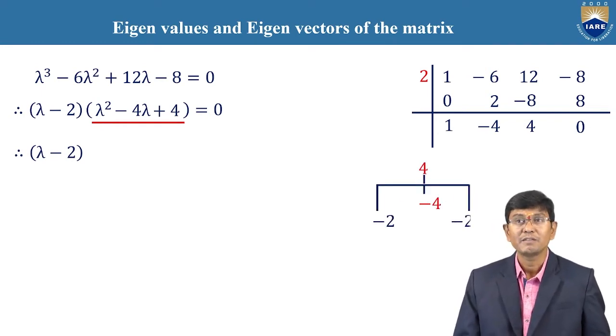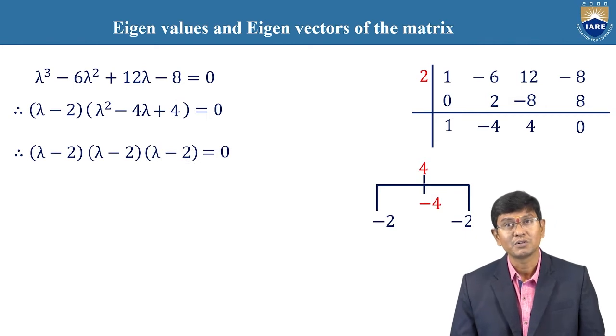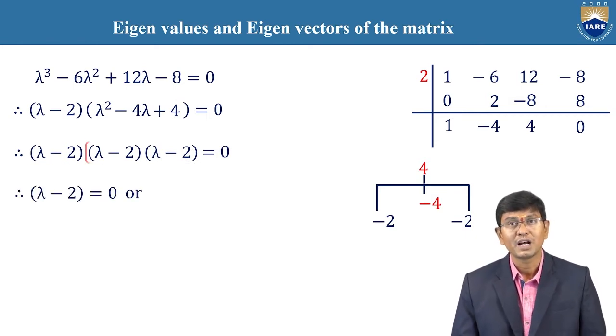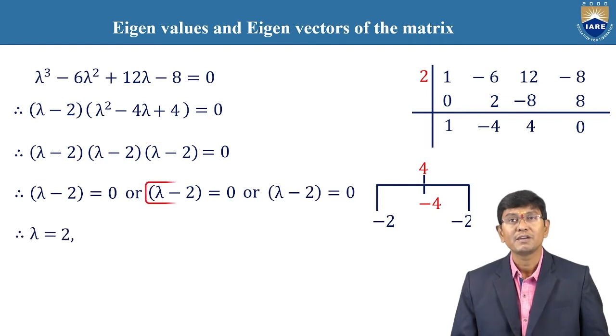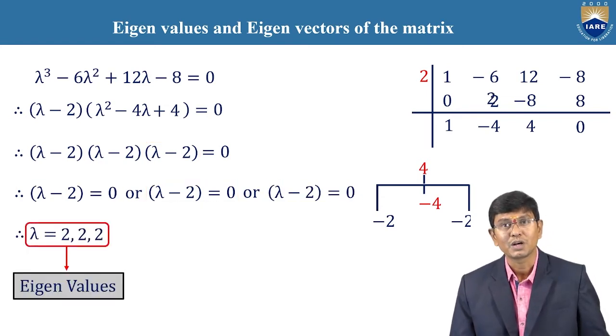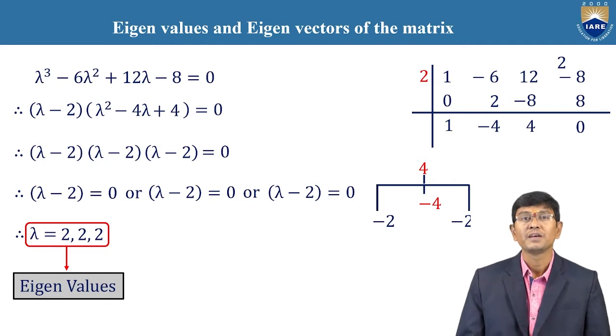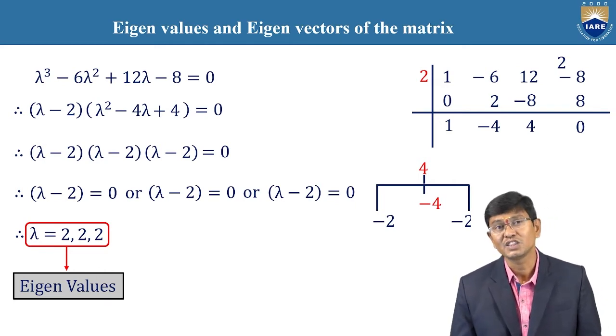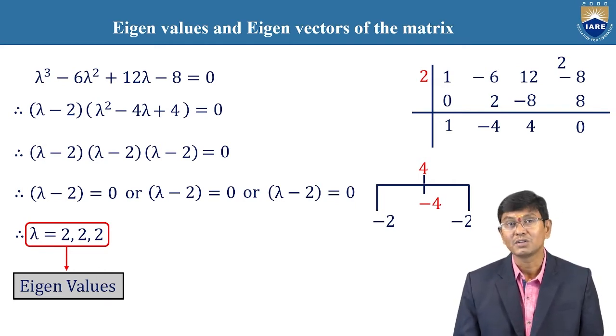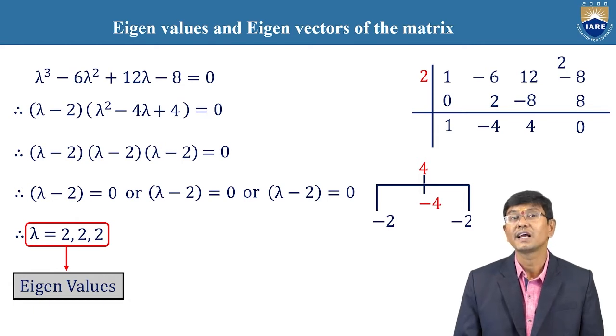Therefore, the eigenvalues are lambda is equal to 1 and lambda is equal to 2, and lambda 3 is also 2 only. Therefore, the given matrix eigenvalues are lambda is equal to 2, 2, 2 only. If you want a cross verification, the sum of the eigenvalues is equal to the trace of the matrix and the product of the eigenvalues is equal to the determinant of the matrix.